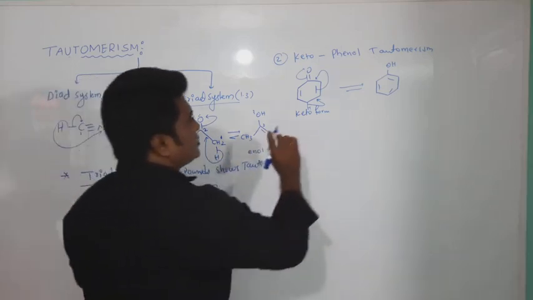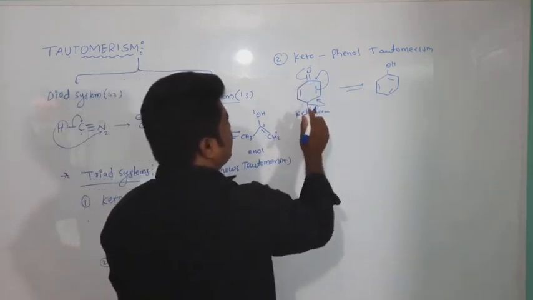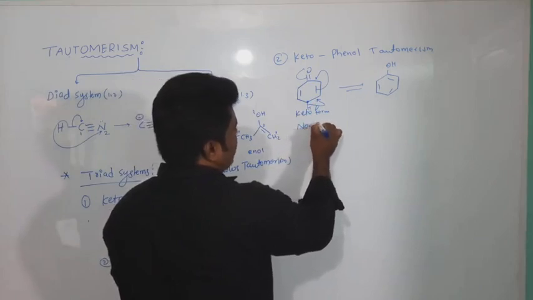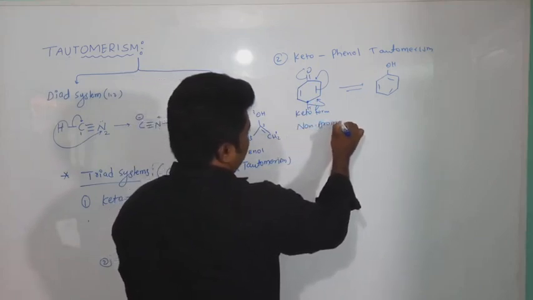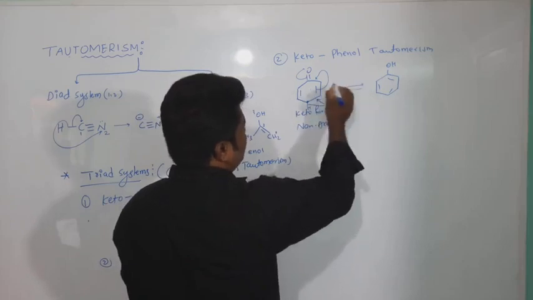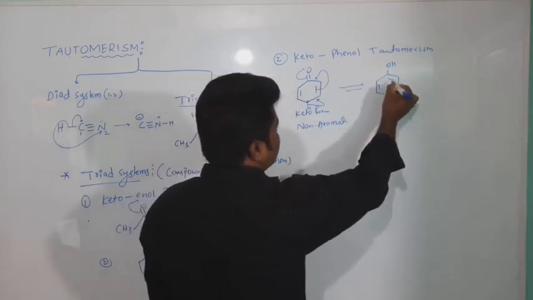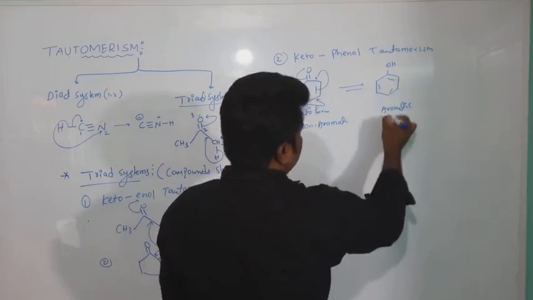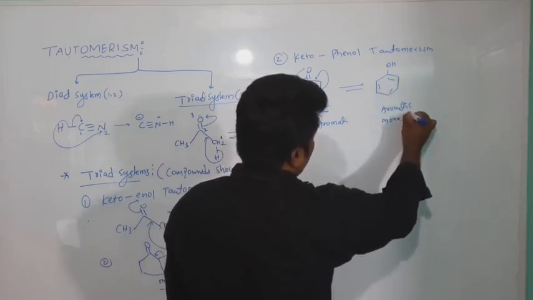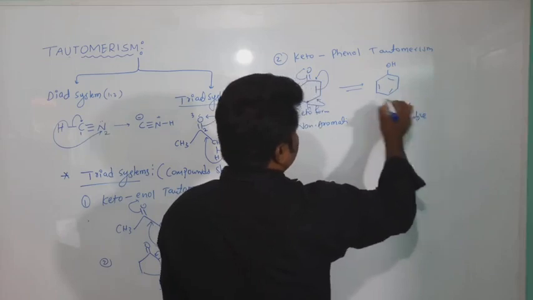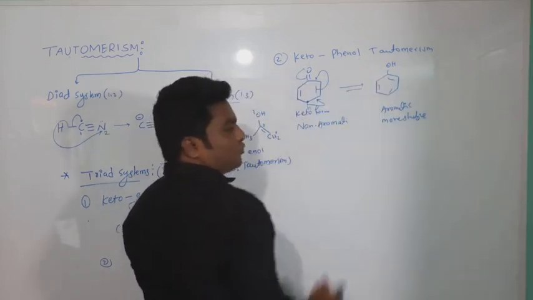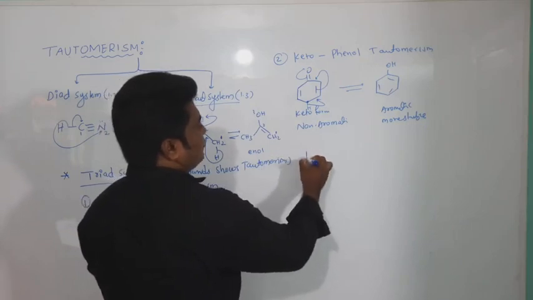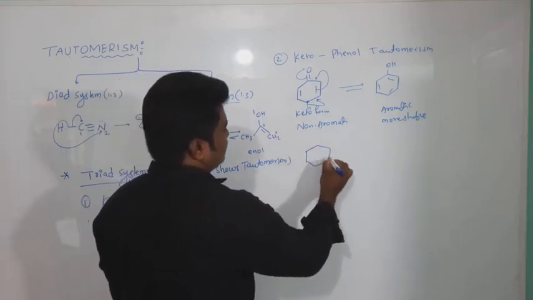But in this case, the keto form with an sp3 carbon is a non-aromatic compound. After tautomerization you are getting an aromatic compound. Now which one is more stable? The aromatic compound is more stable. So in this case the phenol is more stable than the keto form. Understood?